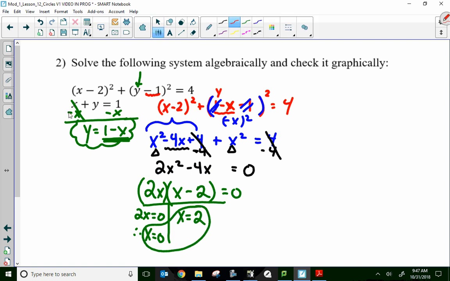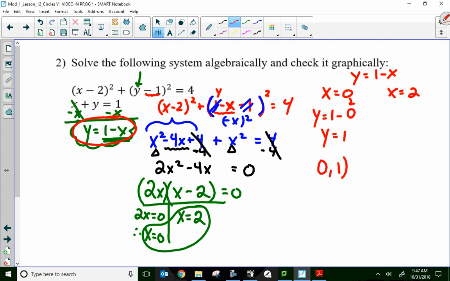But we are not done. We need a y value for each one of those. So x equals 0, x equals 2, and I know that y equals 1 minus x. So if y equals 1 minus x, y would equal 1 in this case. So when x is 0, y is 1. That's one of my solutions. Same thing here. y equals 1 minus x, which is 2. So y would equal negative 1. So when x is 2, y is negative 1. And these are my two solutions.